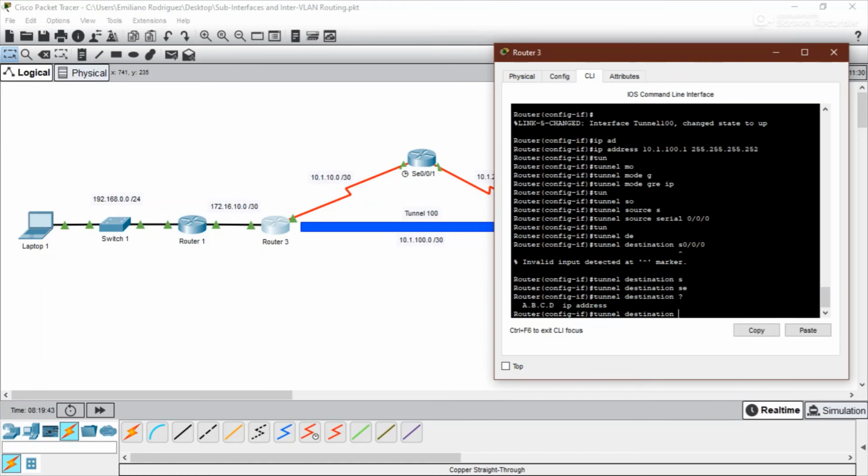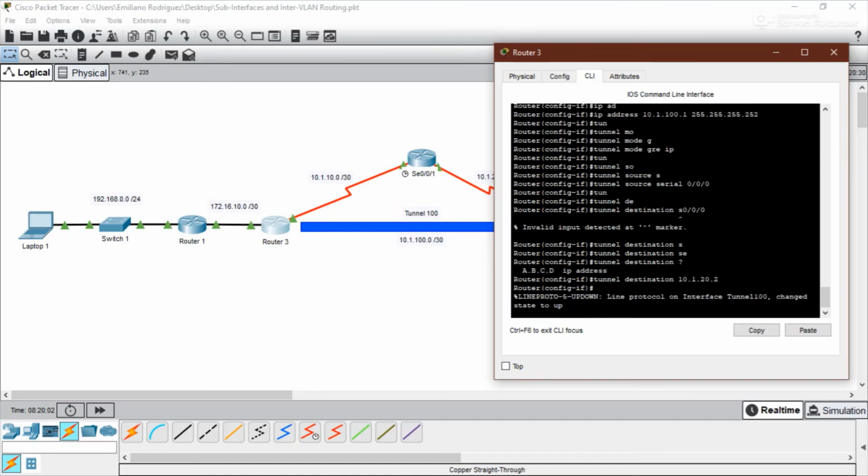We have to specify an IP address, otherwise router 3 will not be able to detect what the IP of that interface is. 10.1.20.2. Line protocol on interface tunnel 100 changed state to up.